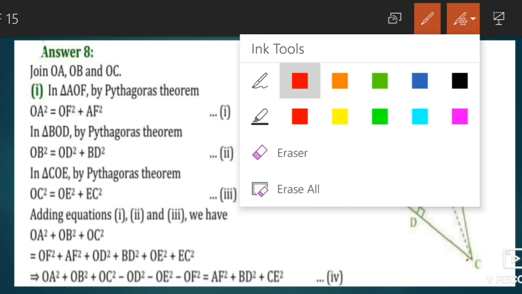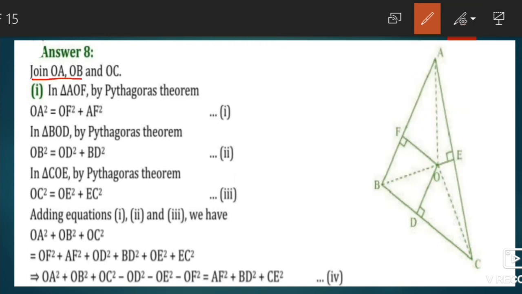Okay, so join OA, OB and OC. If I take the triangle AOF, since OF is perpendicular to AB, this angle is 90 degrees, right? So AOF is a right angle triangle. So I can use Pythagoras theorem where OA is the hypotenuse. So I can write OA square is equal to OF square plus AF square.